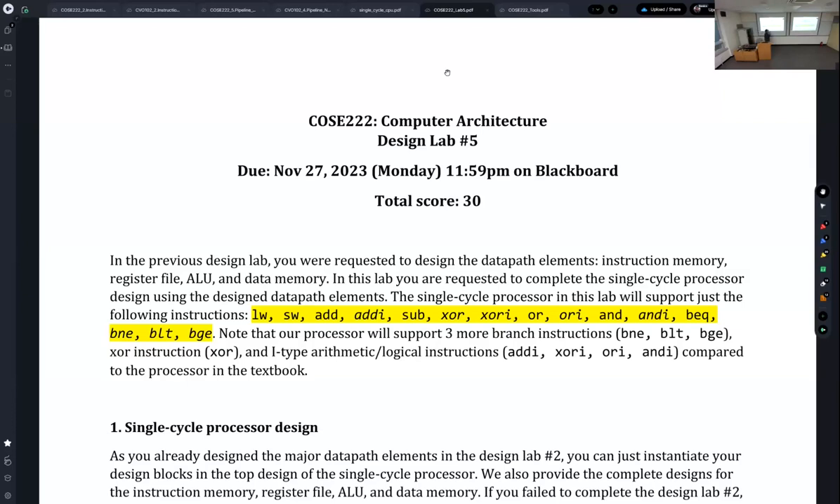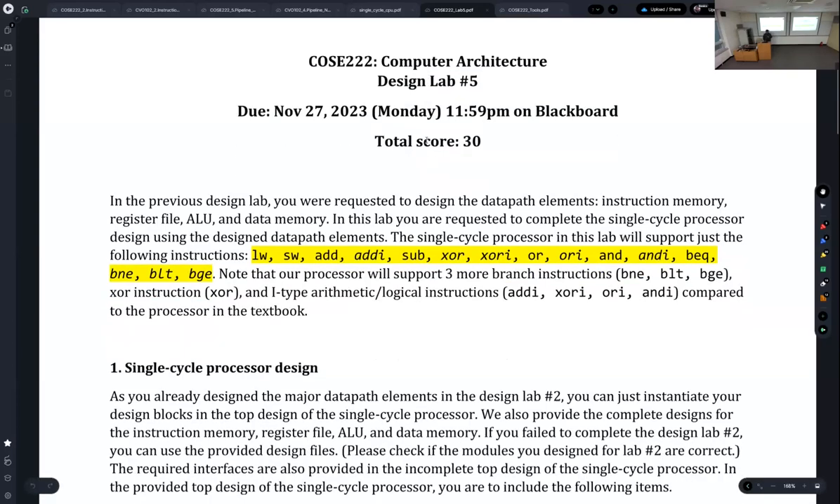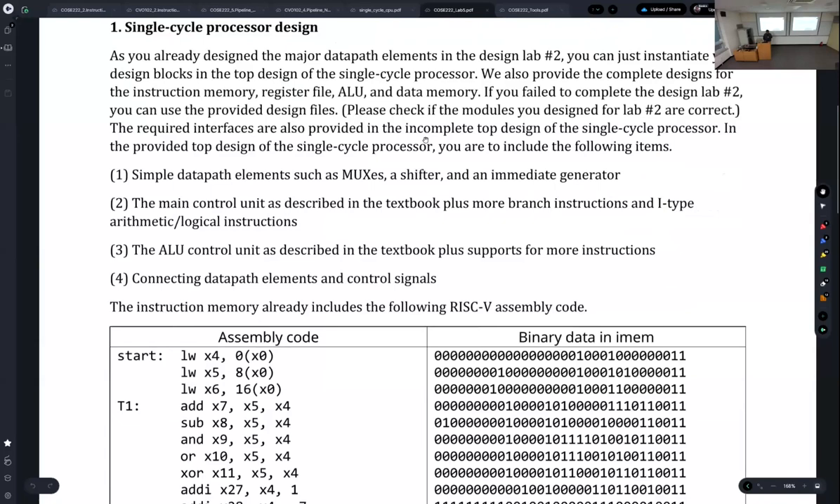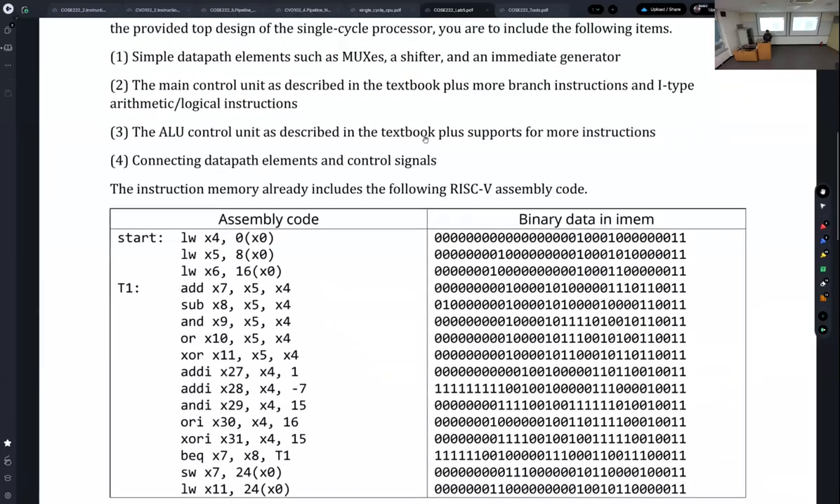Okay, so let's get started. As you know, I posted this lab assignment on Blackboard. For this lab assignment, you are requested to design a single cycle RISC-V processor, as we learned in the class.